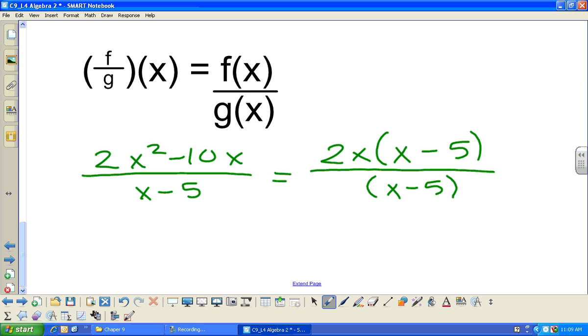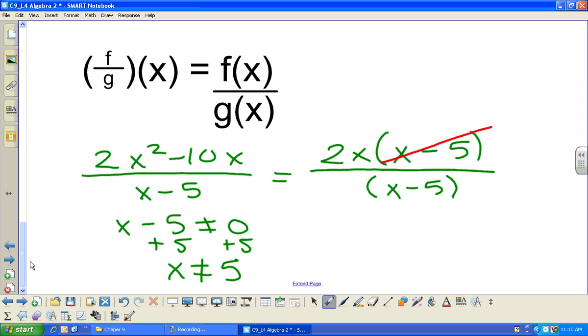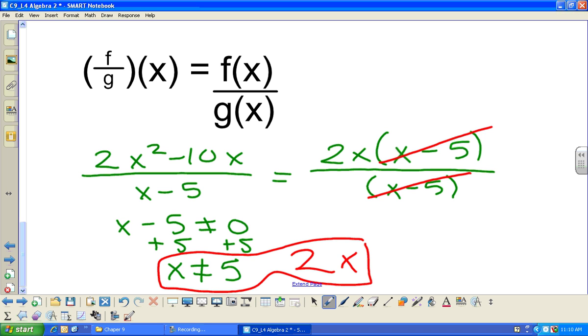If the problem says find the domain or find excluded values, before I simplify, I have to make sure to find out what x cannot be. Since the bottom of the fraction cannot be equal to 0, I set the bottom cannot equal 0, and I solve for x. So in this case, x cannot equal positive 5. When I simplify, I can cross out both my x minus 5 on top and bottom. That would be my final answer.